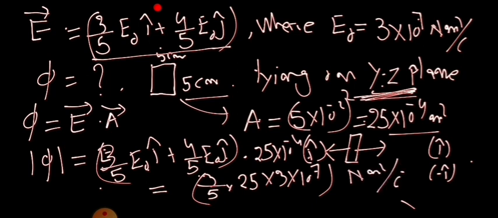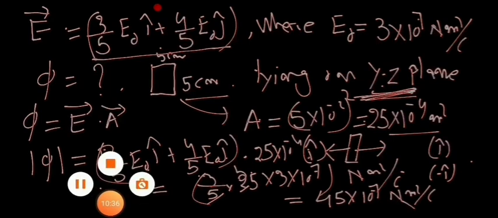If it is minus I cap, a minus answer will come, but the mod value will be the same. Here 5 cancels, then 15, 45 into 10 to the power 7 Newton meter square per coulomb, or volt meter. This much will be the flux passing through this surface.